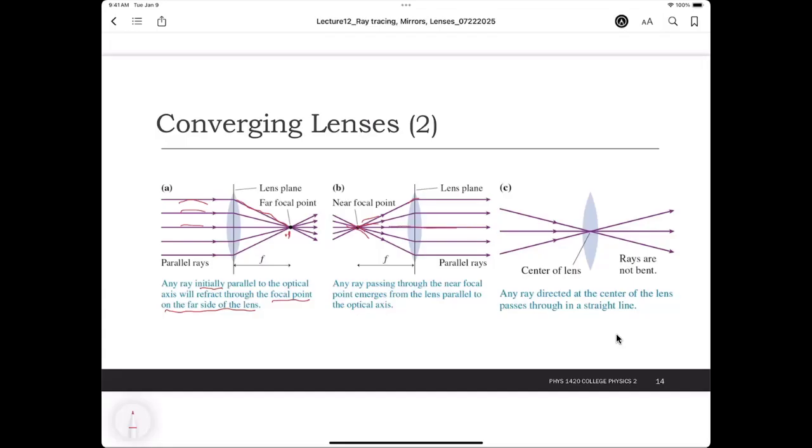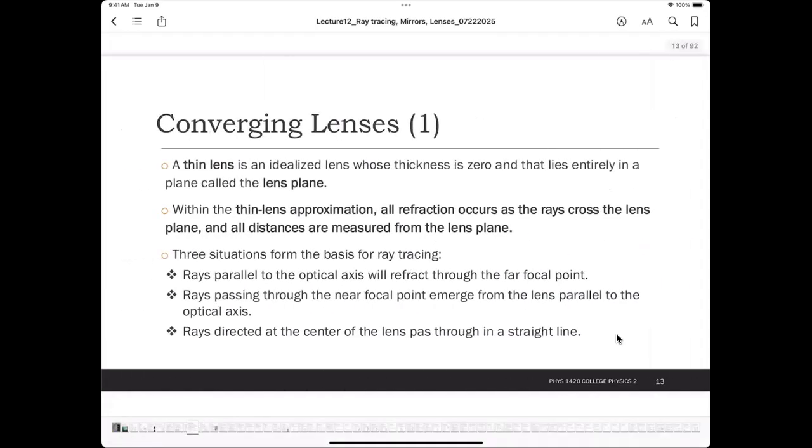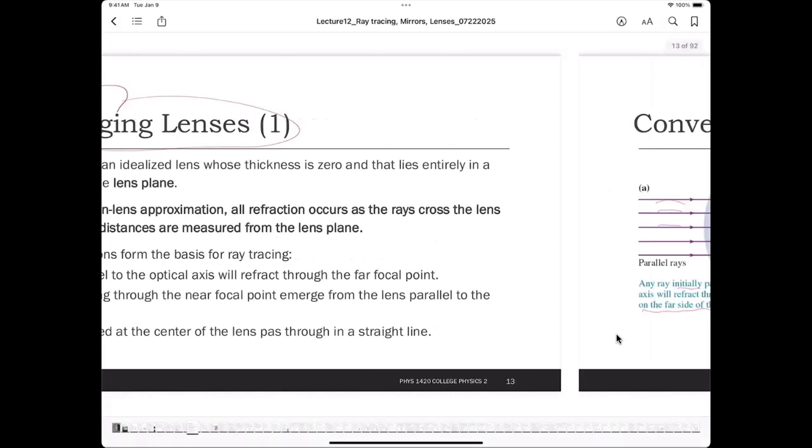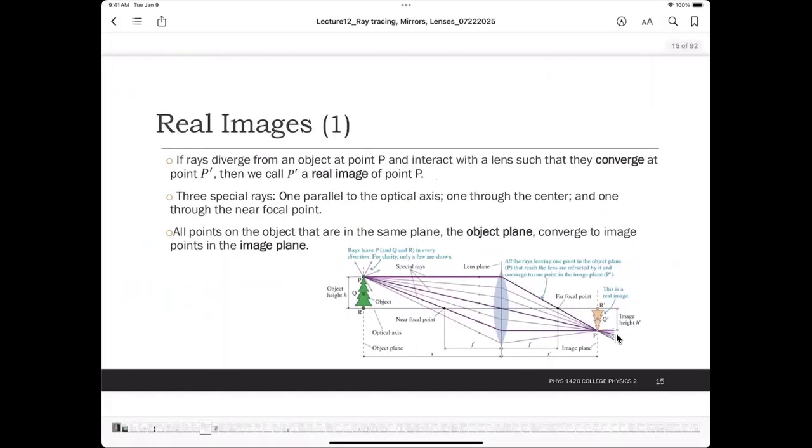And the third one is any ray directed at the center of the lens, passing through in a straight line. You can see it is a straight line. This is for the convergent lens. The three situations form the basis for ray tracing for convergent lenses.